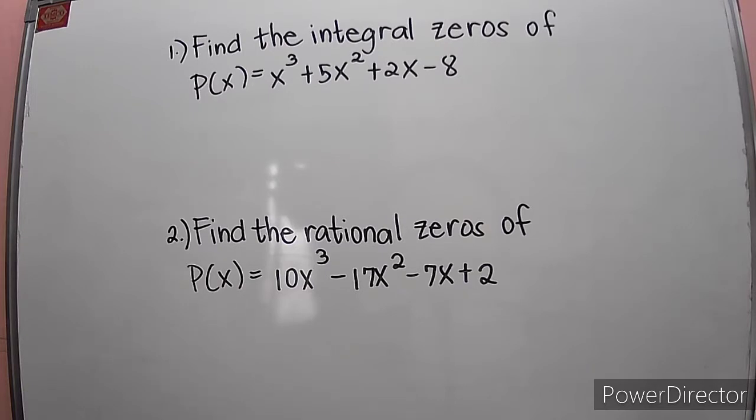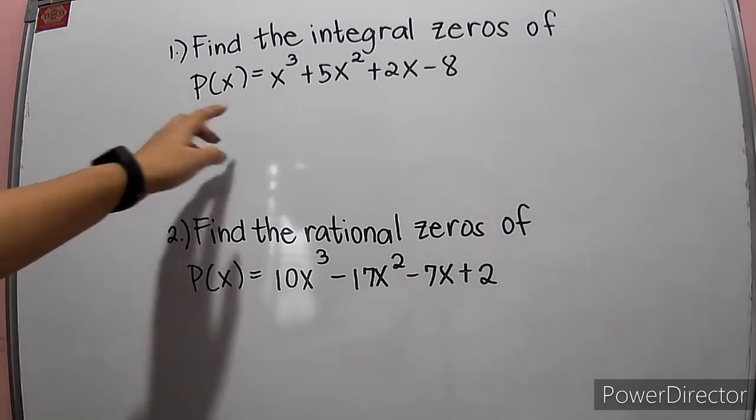Tutorial about finding the zeros of a polynomial function. So may dalawang theorem, which is the integral zero theorem and then the rational zero theorem. When we say integral zero theorem, an integer k is a root of a polynomial function only if k is a factor of a sub 0, which is the constant term. So it is integral root theorem or integral zero theorem kapag ang leading coefficient ay 1 lang.